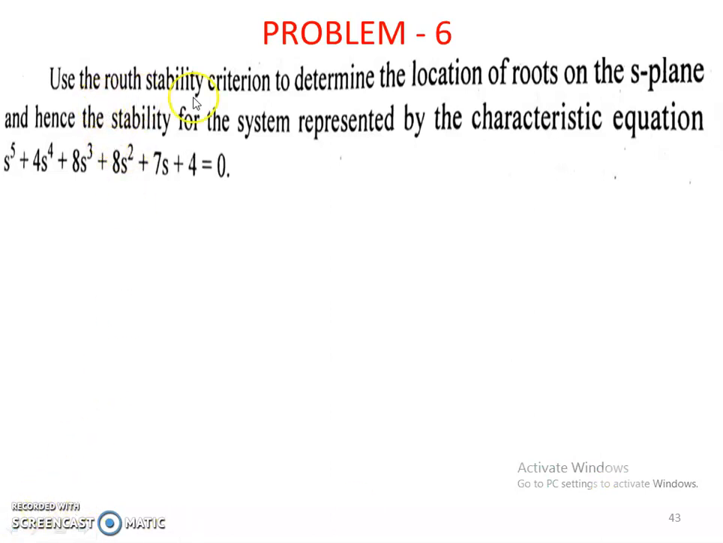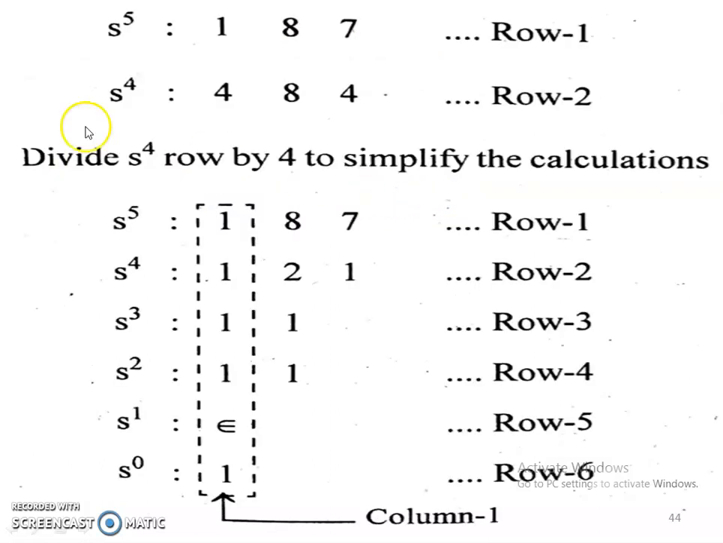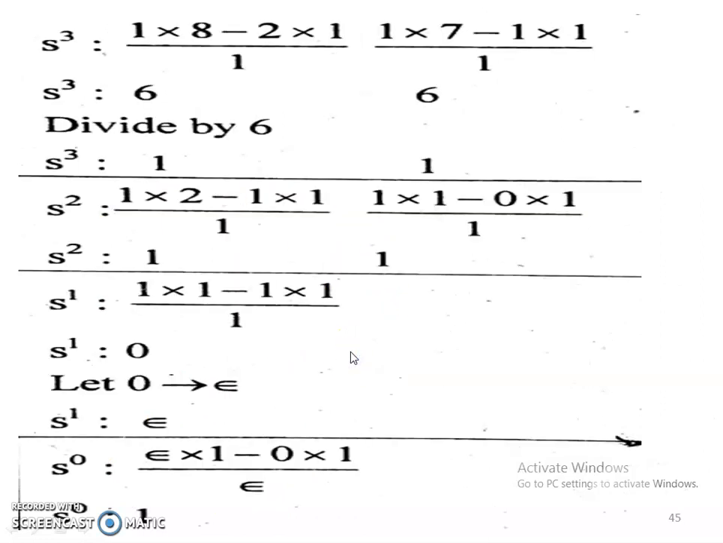Next problem: using Routh stability criterion, determine the location of roots on the S plane and hence the stability of the system represented by the characteristic equation s to the power 5 plus 4 s to the power 4 plus 8 s cube plus 8 s square plus 7 s plus 4 is equal to 0. We create the Routh array. From this Routh array, we get one element as 0, so in place of 0 we put epsilon and proceed. When analyzing the first column of the Routh array, we see that there is no sign change, so the system is stable.